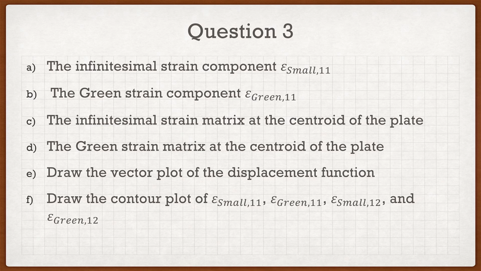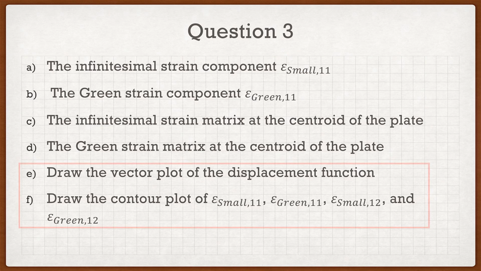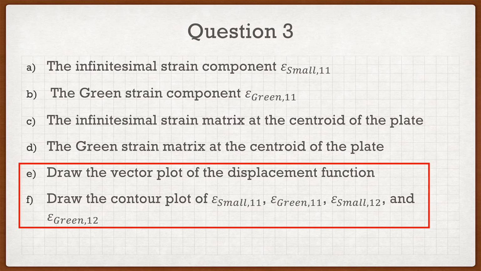But if we look at this more closely, all these questions deal with both the small and the green strain matrix. So all we have to do is figure out E small and E green, and that answers questions 1 through D. Nice and easy. And if we look at the second part, these are just plotting E small and E green. So to solve all these questions, we just need E small and E green. That's it. So the question becomes, how do we find E small and E green?